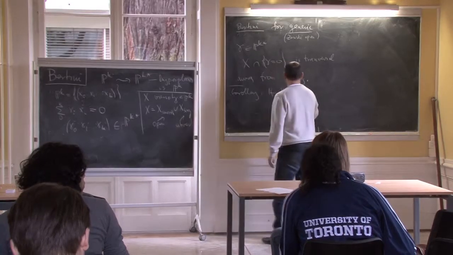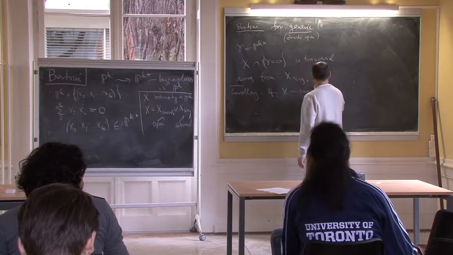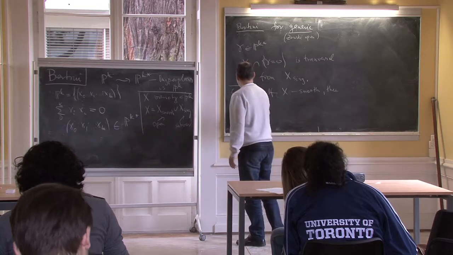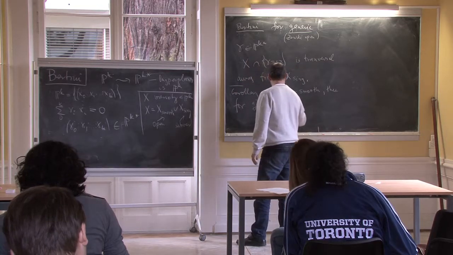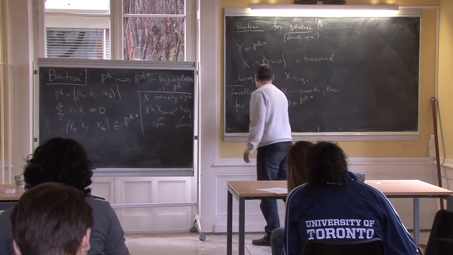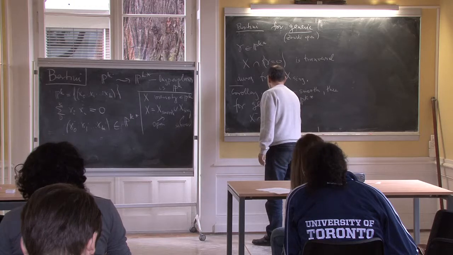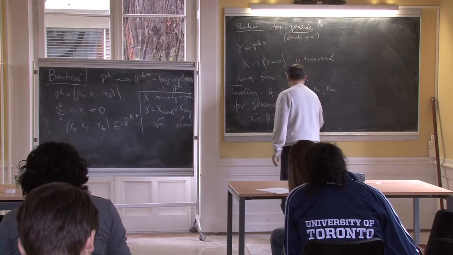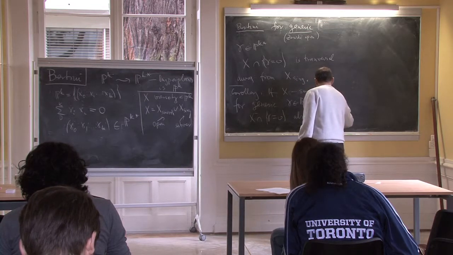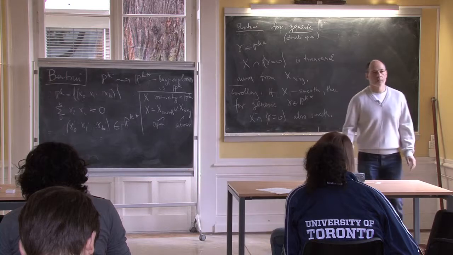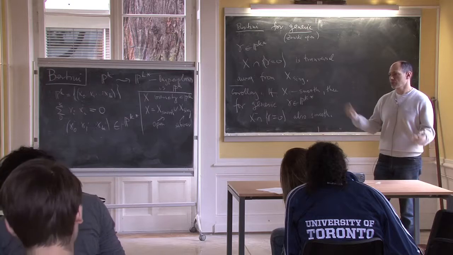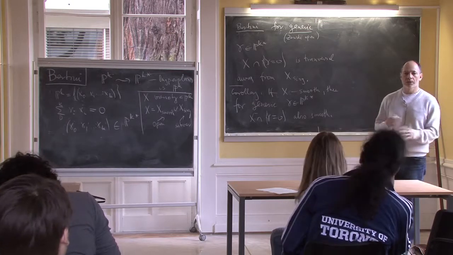if X is, for example, smooth, then for generic gamma, X intersection gamma equals 0 is also smooth. Okay, but is this clear? If you have transverse intersections, then this gives you smooth things.